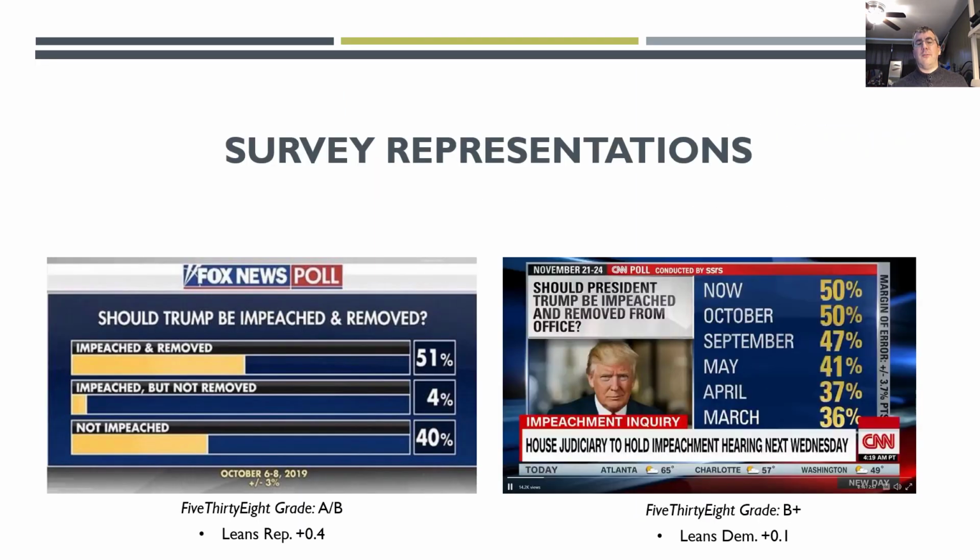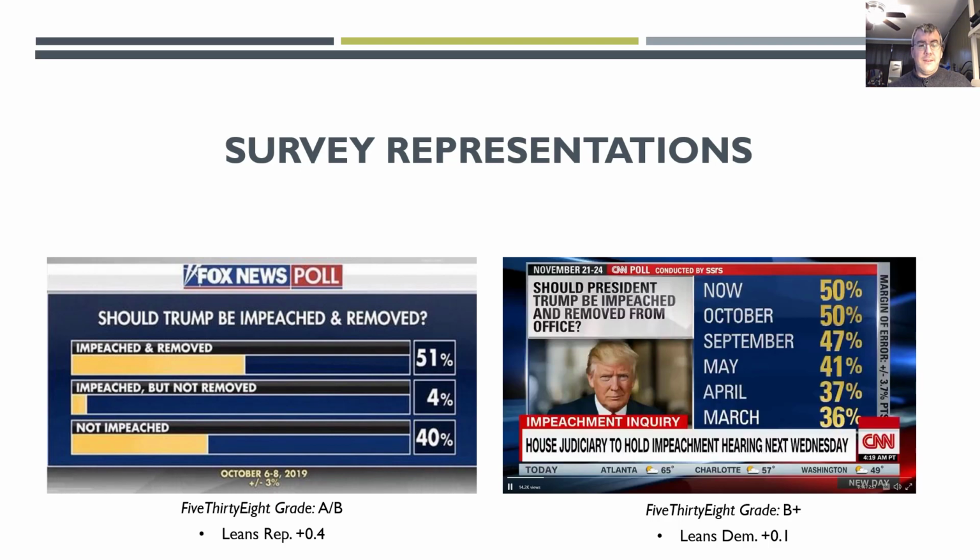So we usually see surveys in terms of media analysis, particularly as it relates to politics. And I give two different polls here on the same topic, one from Fox News and one from CNN. If you look at the Fox News one, and this is on the impeachment of President Trump in late 2019, the Fox News poll, according to Nate Silver's 538, actually has a pretty good grade. He gave the Fox News poll an A/B. He says that it leans Republican 0.4% of the time, which isn't great, but it isn't that bad either.